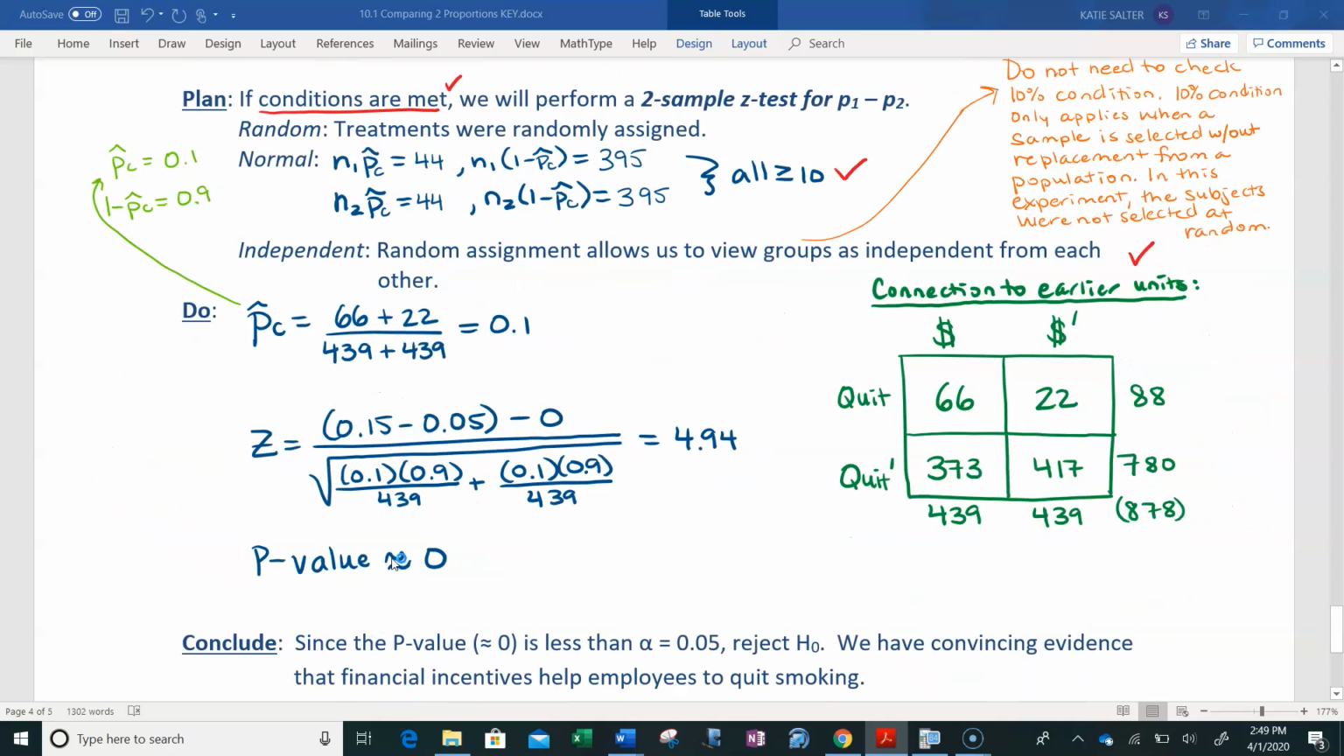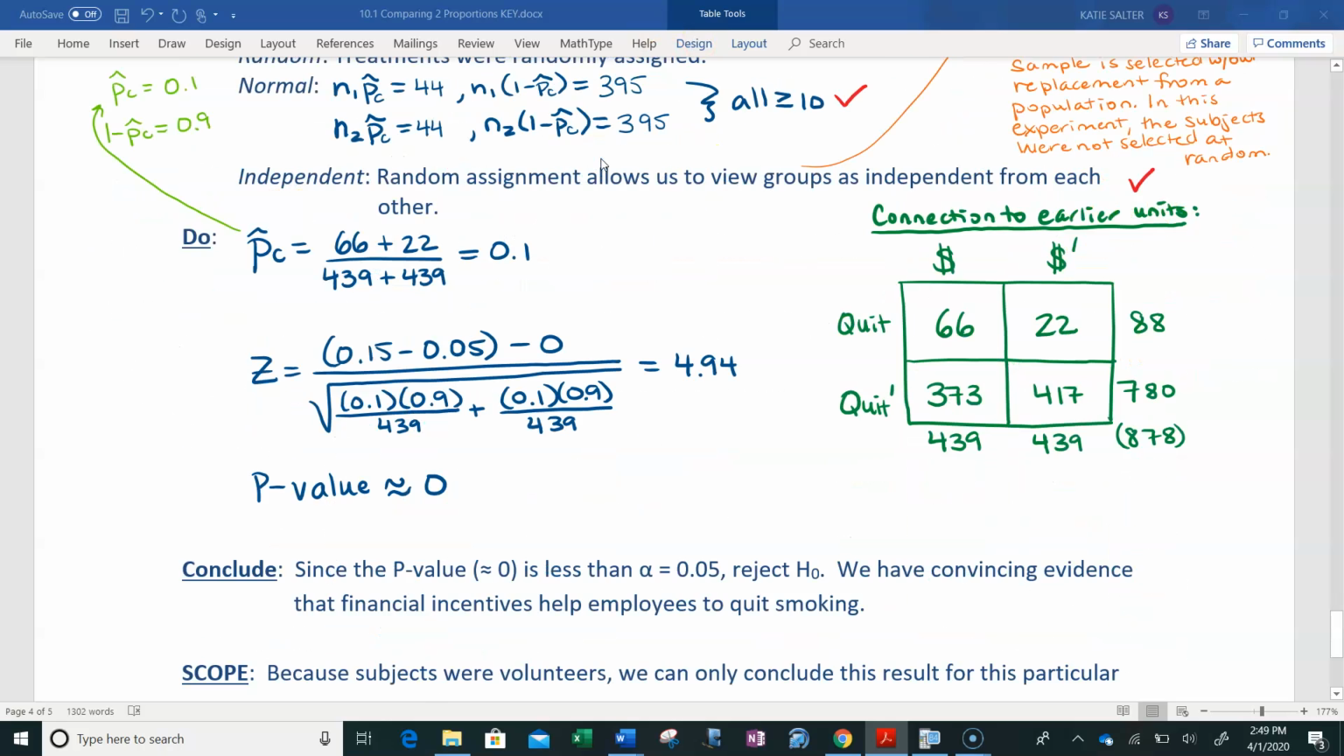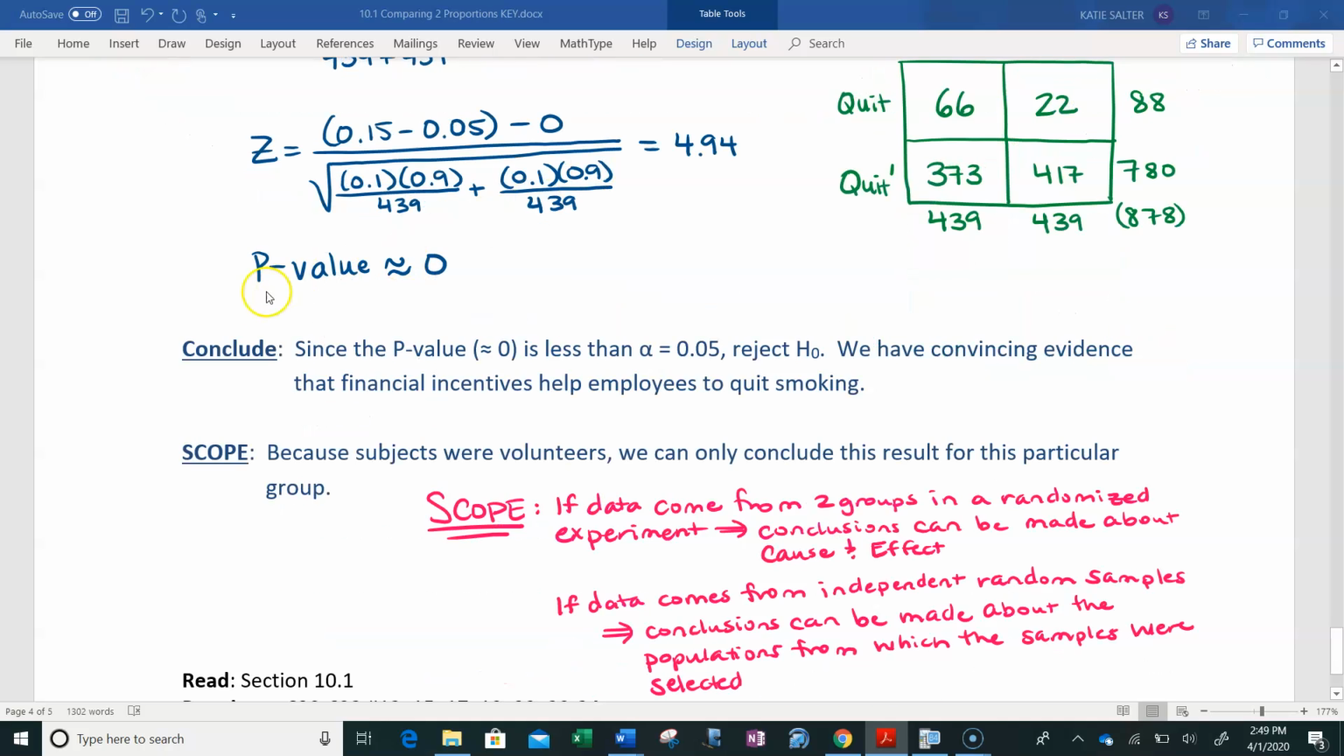So you do it, you get your p-value. This little part over here is just a connection to earlier units where, if we organize the information from above, it helps you to get your p-hats and your totals and all that good stuff. So we have our conclusion, just use the mantra. And then the scope of this, I love this part. Because subjects were volunteers, we can only conclude this result for this particular group.